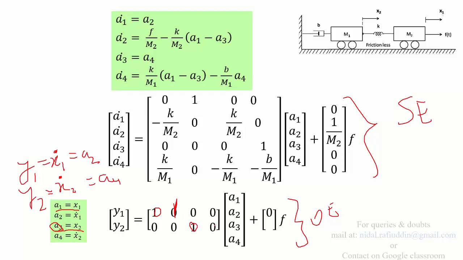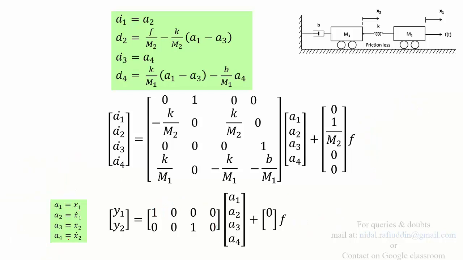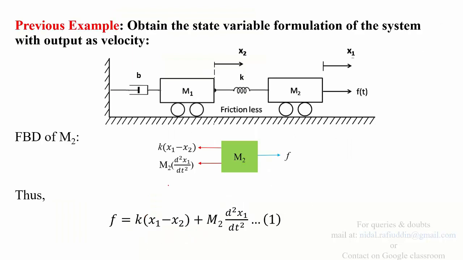So this matrix corresponds to output which is velocity, while the previous matrix, this one, corresponds to output taken as displacement. So you can choose output as velocity as well if it's not mentioned in the question. Now I present the solution if you have to choose output only as velocity. This solution that we will discuss does not hold for output taken as displacement.